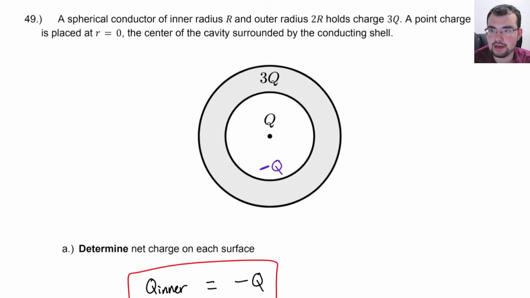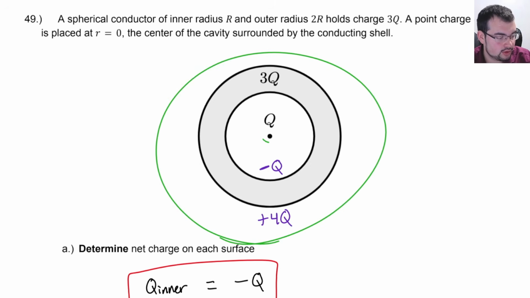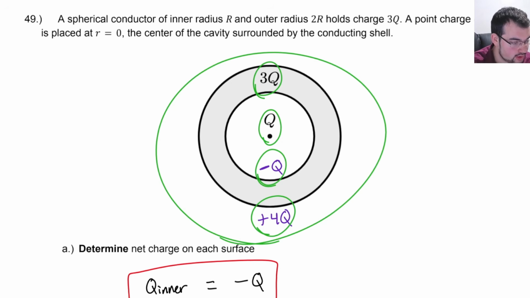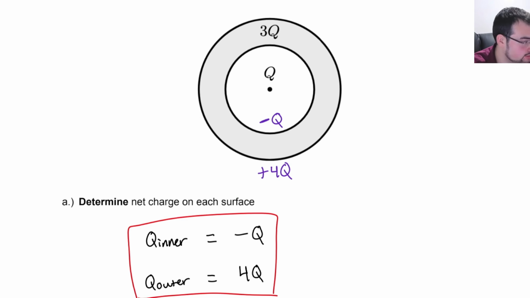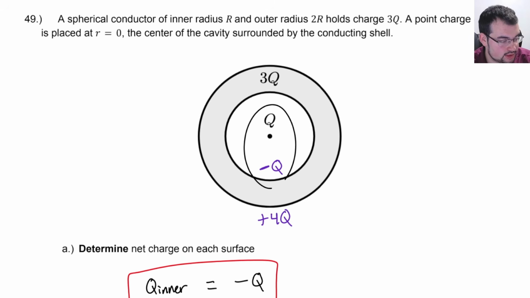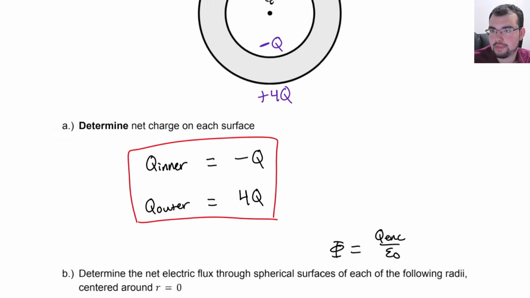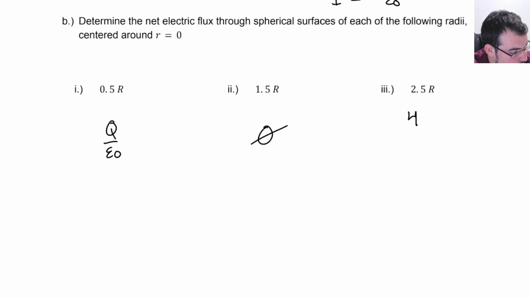And if I'm all the way outside, I'd be enclosing Q, negative Q, and 4Q, because we distributed the 3Q. I'd be enclosing Q, negative Q, and 4Q, which makes 4Q overall, because these two are going to cancel. Sorry, I had a moment there. You're just looking at what's the net charge enclosed.